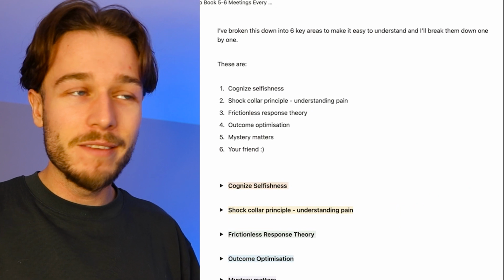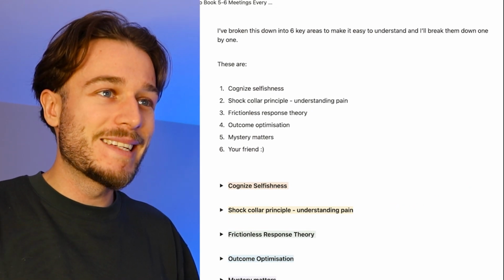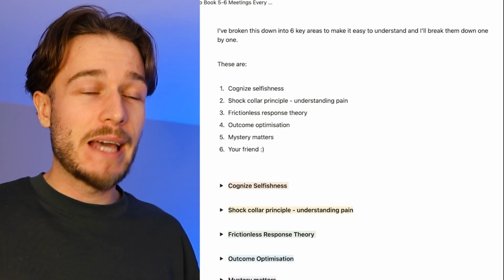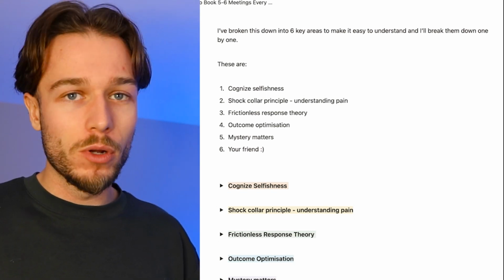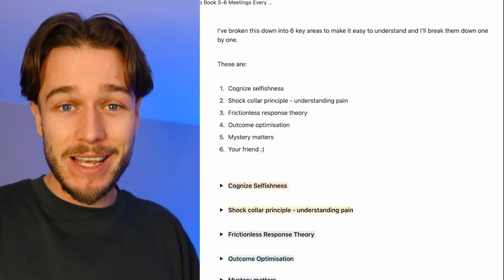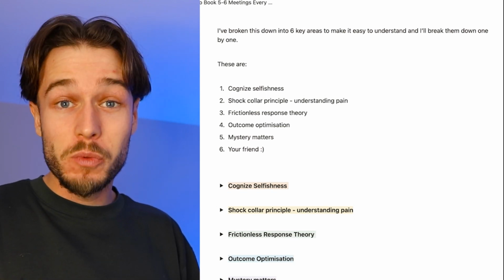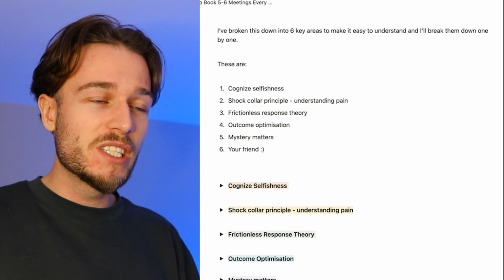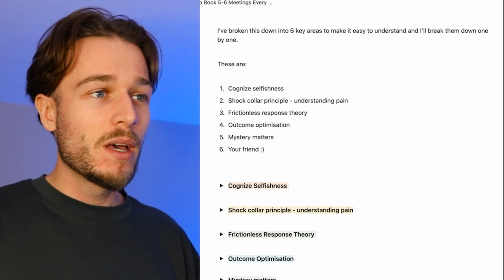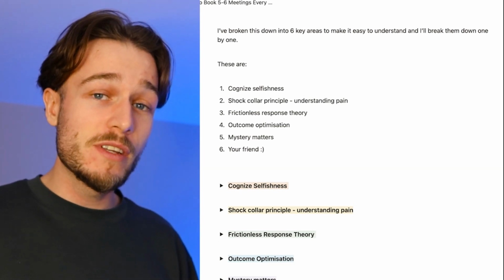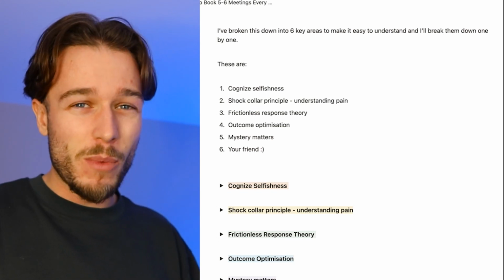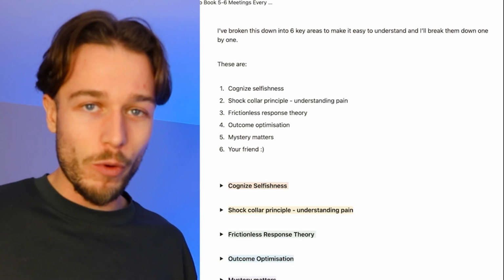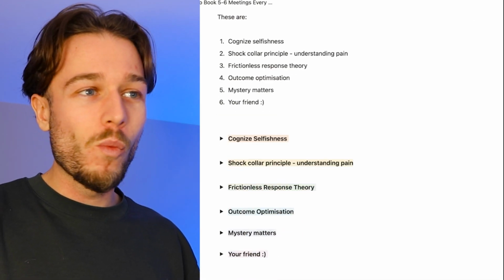Okay, so now we've dived into the doc. I've broken this down into 6 key areas to make it easy to understand, and I'm going to break them down one by one. So to give you an overview of what these 6 areas look like, we've got the first one being cognize selfishness, the second one being the shock collar principle, and this is understanding pain, the third one being frictionless response theory, number 4 is outcome optimization, 5 mystery matters, and 6 your friend. Okay, so let's break them down one by one.